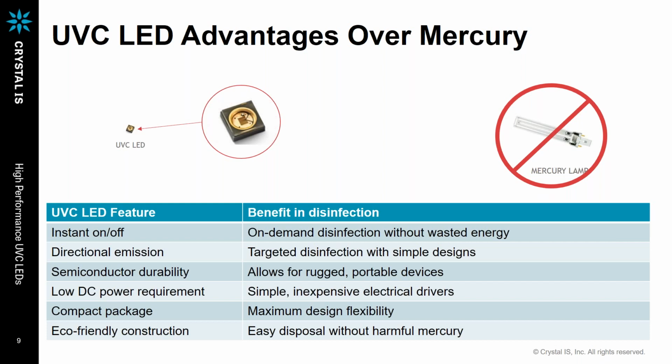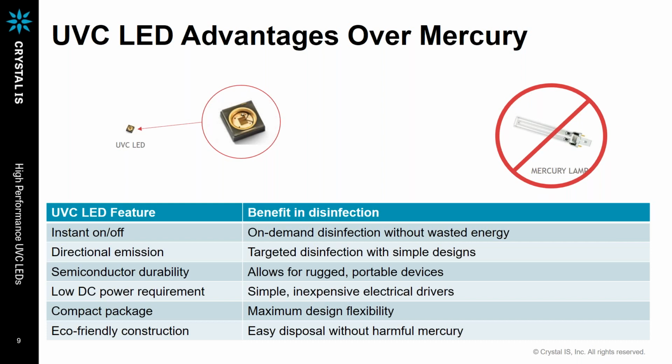As far as Mercury is concerned, we are talking about 360-degree emission. So you really have to use reflectors and stuff to direct the light. In case of LEDs, you don't have to worry about that. Also, the power requirements: it's a low DC power, so you can use very simple, inexpensive drivers to operate the LEDs. It is a compact package.